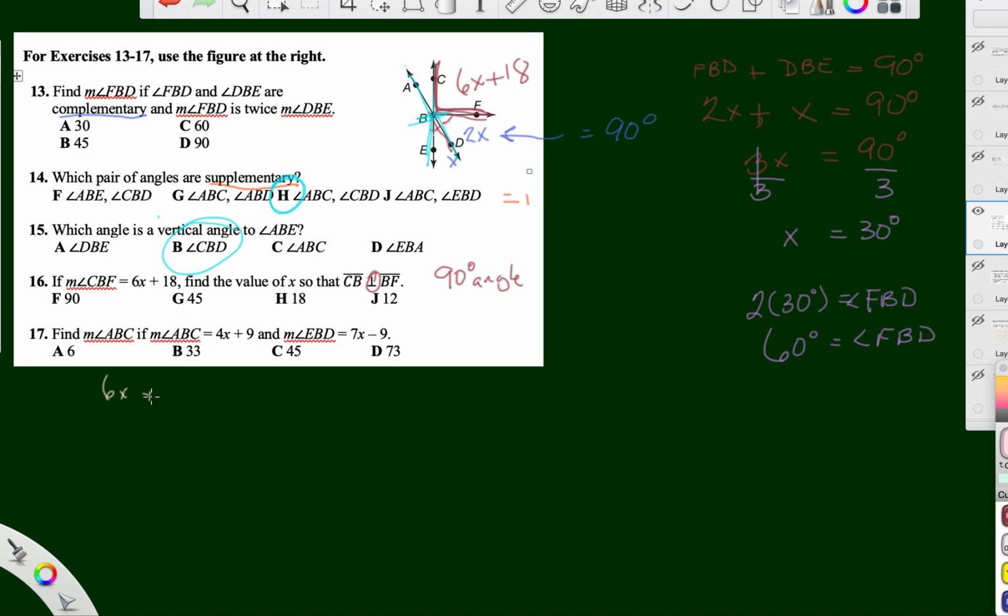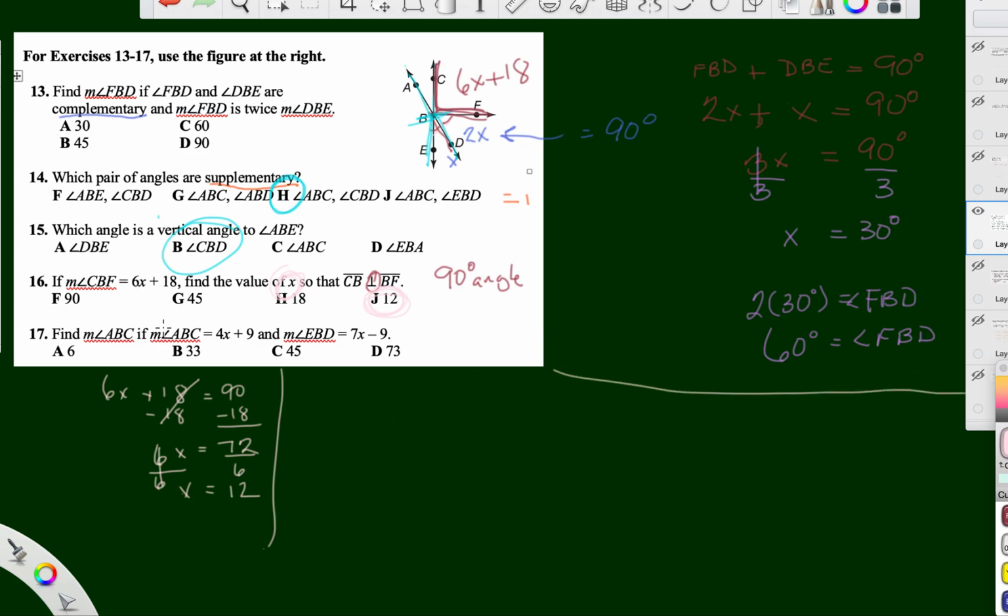6x plus 18 equals 90. All right, so we'll subtract 18 minus 18. That goes away. We have 6x equals 72. Divide both by 6. 1x equals 12. Okay, and we really are looking for the value of x, right? So the answer is J. Good? All right. Last one on this page. Let's just section that off, because I think we're going to have to do some work.